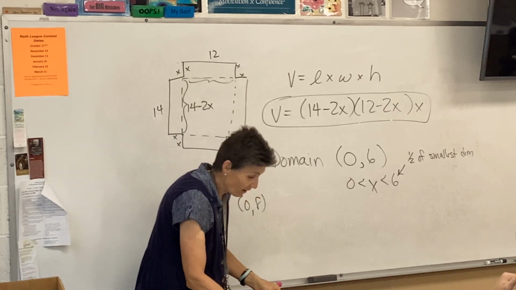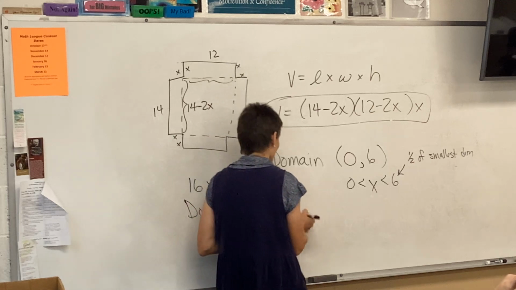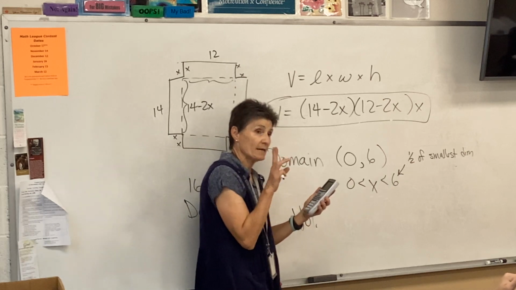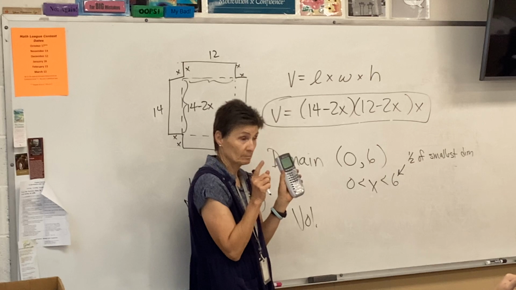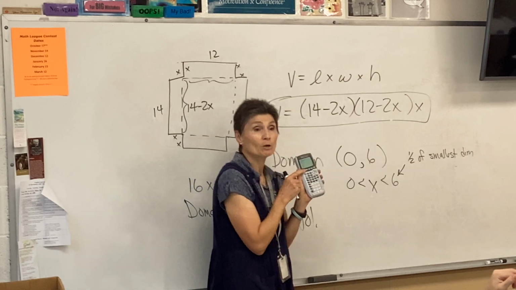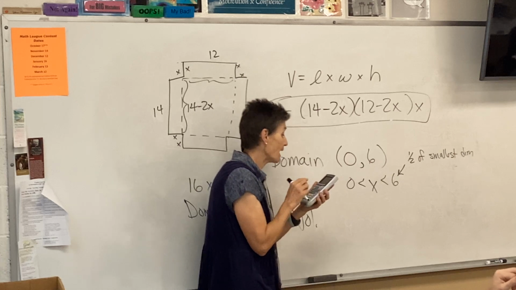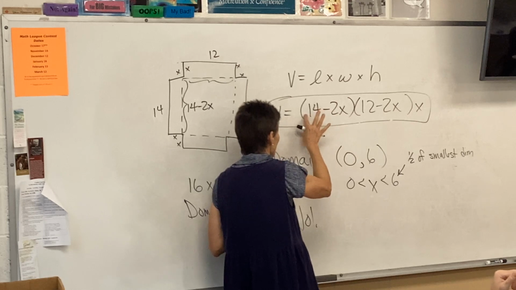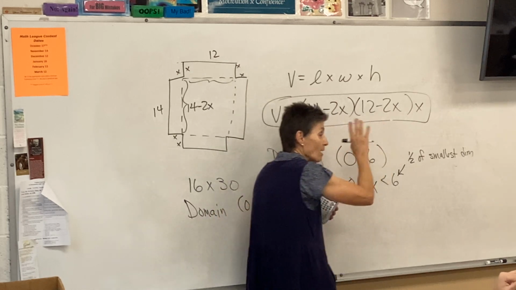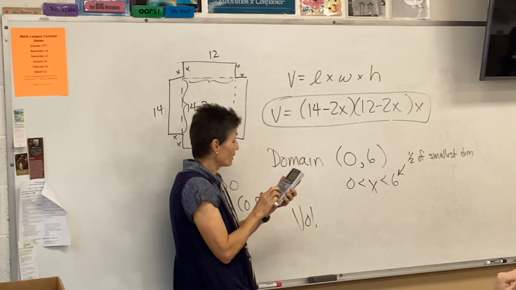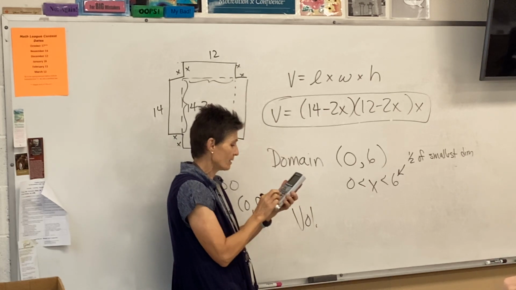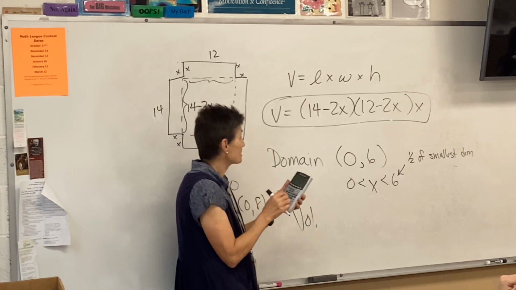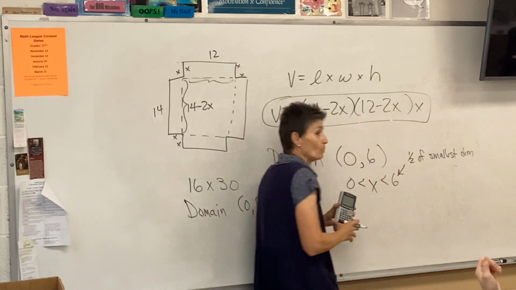Next question. Find the maximum volume. Okay, so now we're going to find the maximum volume. So what I'm going to do is 2 things. I'm going to go to y equals, because I'm going to graph this. And I'm going to type in this equation exactly the way I wrote it. So you do not have to multiply it out. You can leave the parentheses. So parentheses 14 minus 2x, parentheses 12 minus 2x, and x. So I'm typing in my equation exactly the way I wrote it.